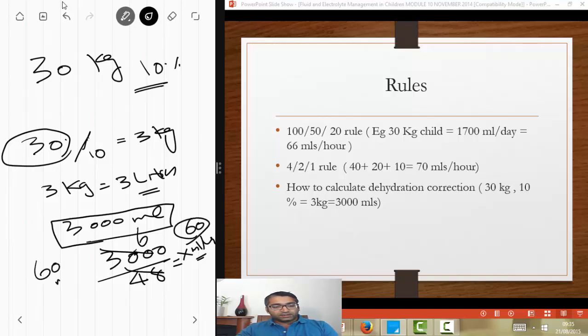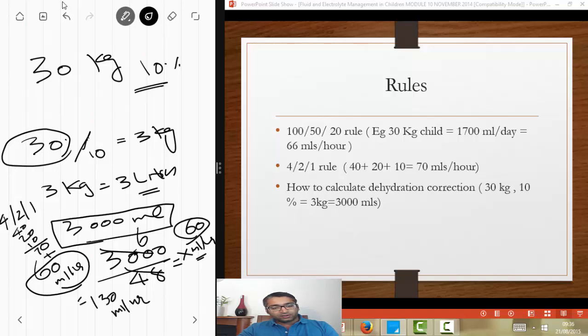So you would want to add 60 ml per hour to the maintenance. We calculated the maintenance earlier with the 4 to 1 rule, so that will be 40 plus 20 plus 10, so that will be 70 ml. So you want to add 70 plus 60, so the total is 130 ml per hour.